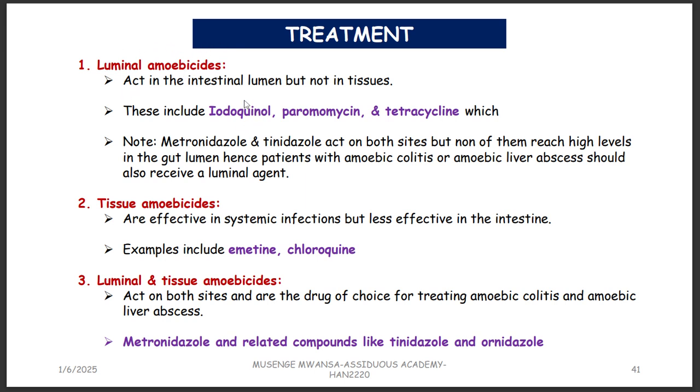So luminal amoebicides include iodoquinol, paromomycin, tetracycline. You can also use metronidazole and tinidazole, but metronidazole and tinidazole, you see most of these are very good drugs, by the way. They work for a lot of infection. And the goodness is that metronidazole and tinidazole, these guys can work for both infection that is in the lumen or in the tissue. That's the goodness for metronidazole and tinidazole.